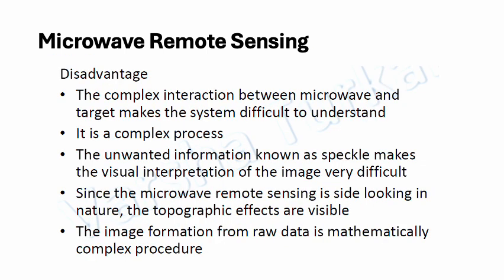There are a few disadvantages of microwave remote sensing. There is a complex interaction between microwaves and targets, due to which the system becomes very difficult to understand. Speckle is a type of noise which is present in microwave data. Because of it, visual interpretation of data becomes difficult. Microwave remote sensing is a side-looking radar, so the topographic effects are visible, and to understand microwave remote sensing and to work with it requires a lot of knowledge of mathematics.